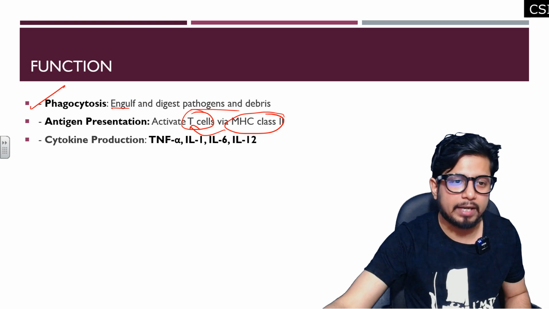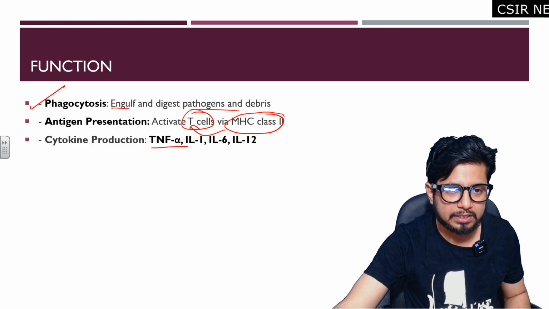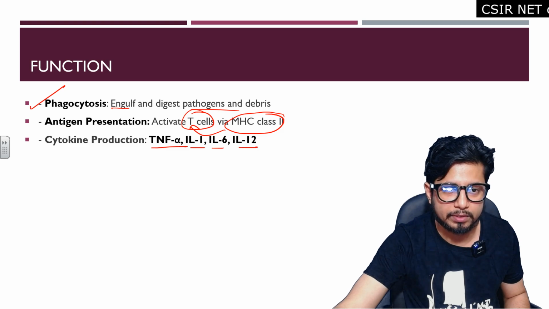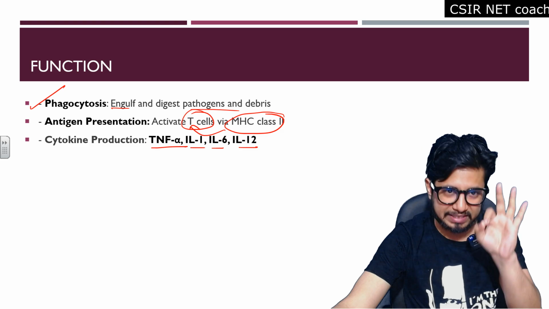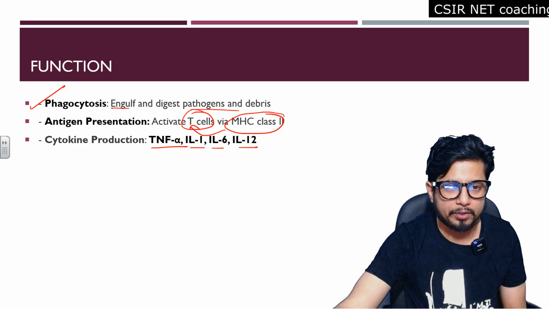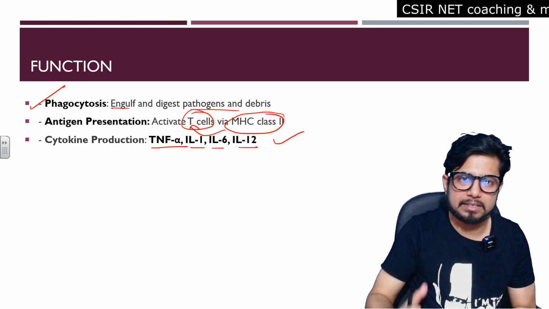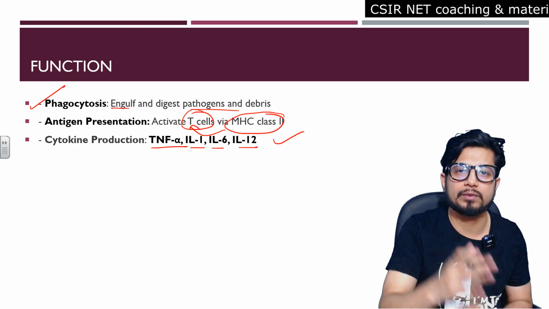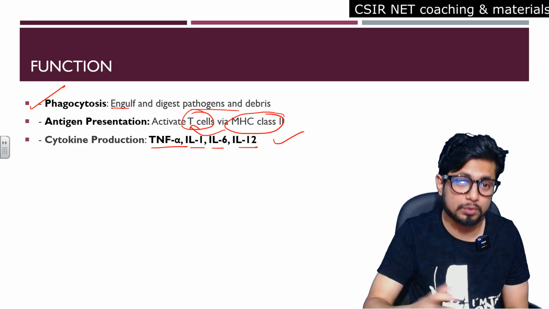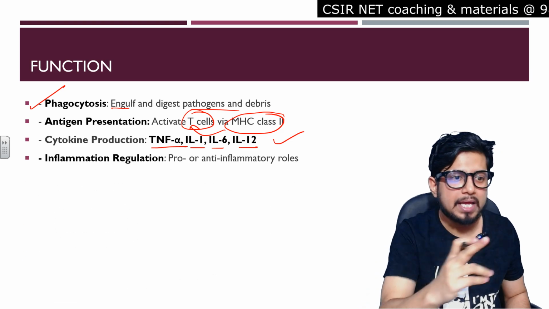Next is cytokine production. They can produce tumor necrosis factor alpha, interleukin 1, interleukin 6 and interleukin 12. Three very major interleukins, interleukin 1, interleukin 6 and interleukin 12, are produced from macrophages. If you want to know details about interleukin 1, interleukin 6 and interleukin 12, I have detailed videos in this channel. You can watch those videos. But for now, these are the cytokines all released by macrophages.